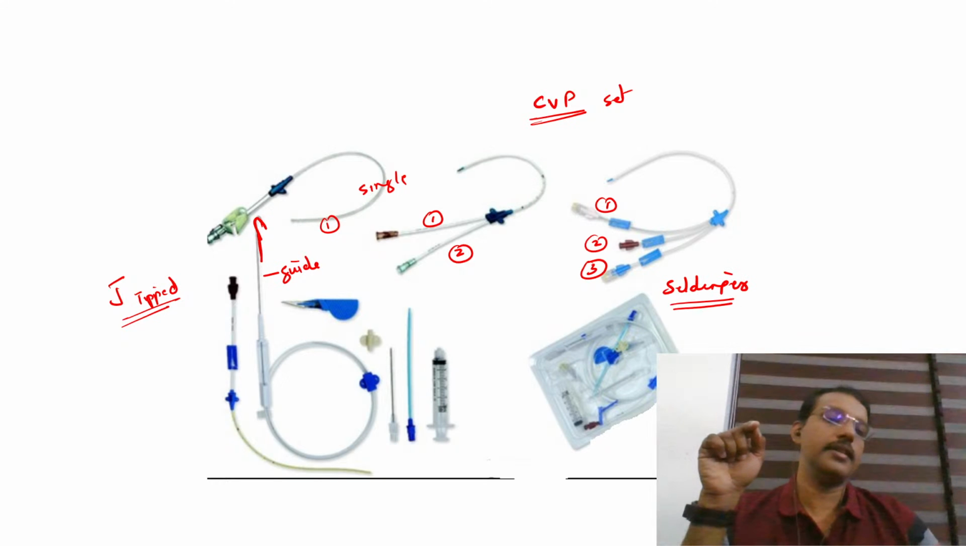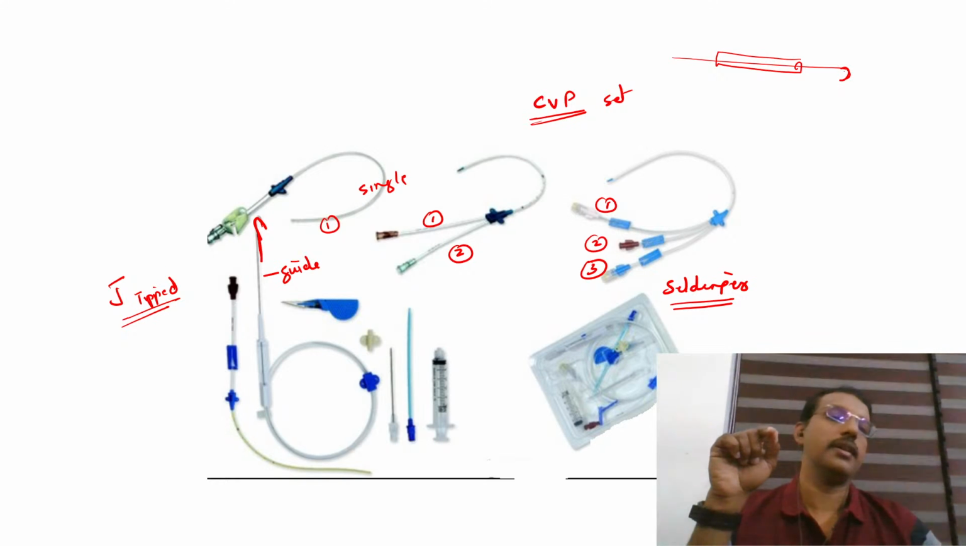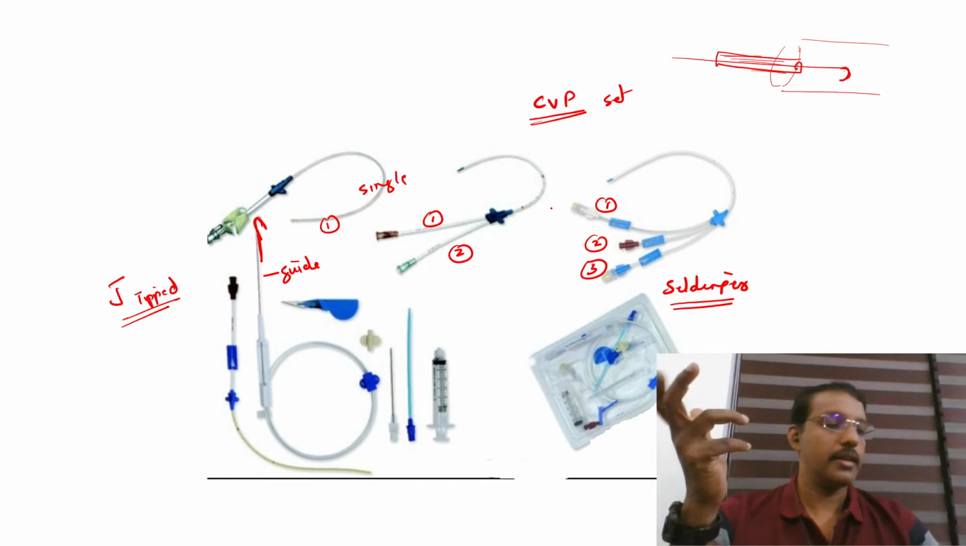Seldinger technique is a method by which you pass a cannula over a guide wire. First you put a guide wire which is J-tip into the vessel, a bigger vessel, so that it will not injure the vessel. And then once the guide wire is in place, you pass the cannula over the guide wire. This is known as Seldinger technique. So Seldinger technique is used to put in CVP. Also our cannula comes under the Seldinger technique.